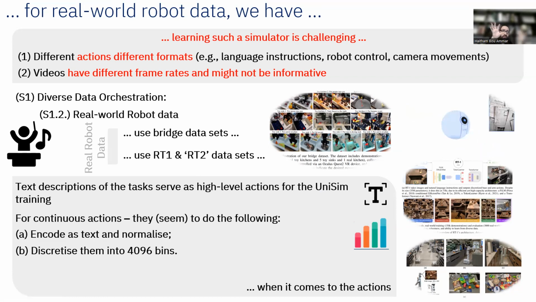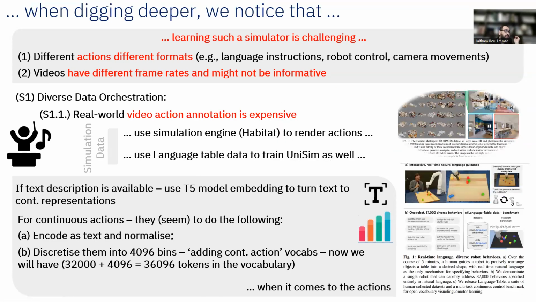Right, so now we have these two different data sets. One is the simulation data where they use the habitat data and the language table data. They encoded text with the T5 model if it exists, and they discretize those actions to introduce these extra tokens in my vocabulary into a histogram with 4096 bins.